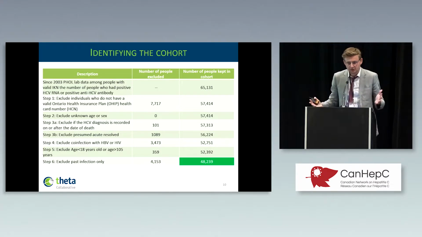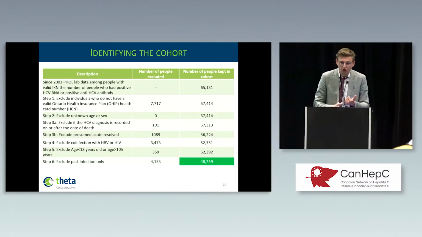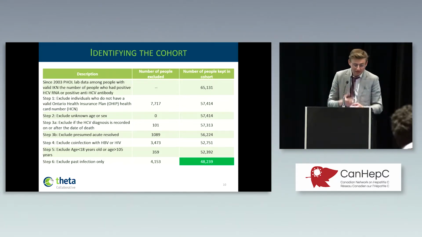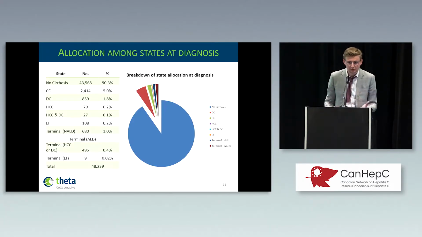So moving straight on to the results. We identified 65,000 individuals from 2003 to 2014 who had a positive RNA or positive antibody test result. We then applied our exclusion criteria. So remember, we're only looking at monochronic adult infections, and we're left with a cohort size of 48,000, which is more than enough to obtain some statistically significant results.